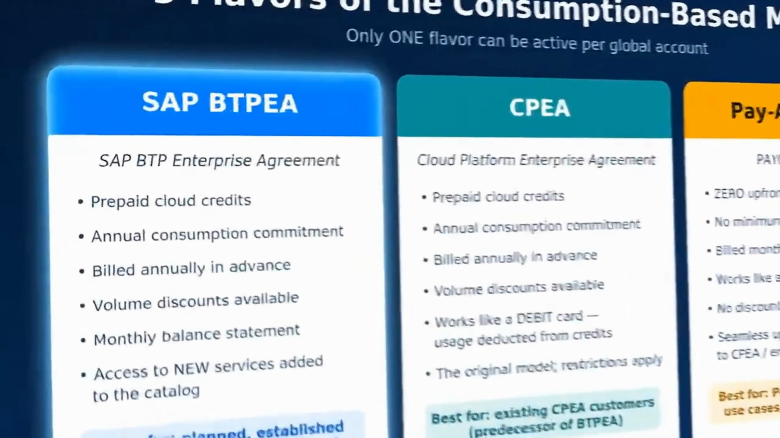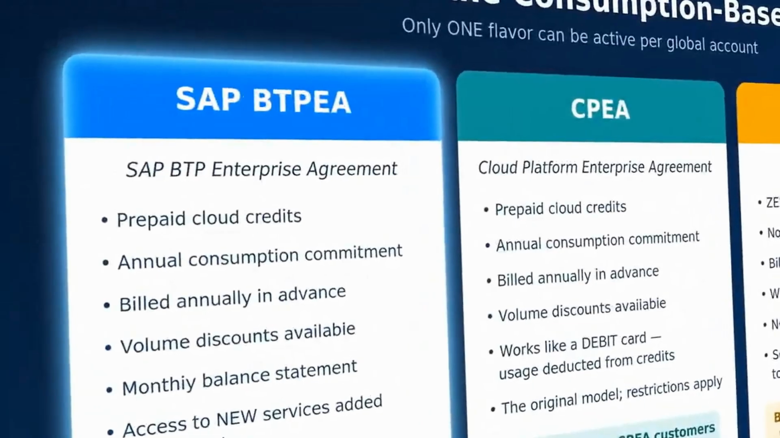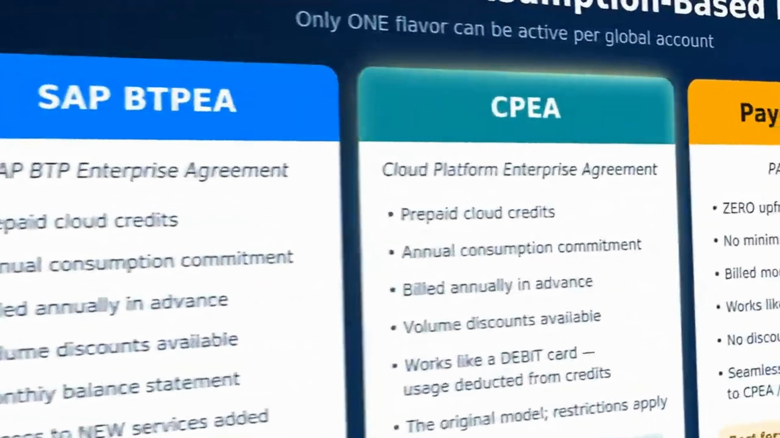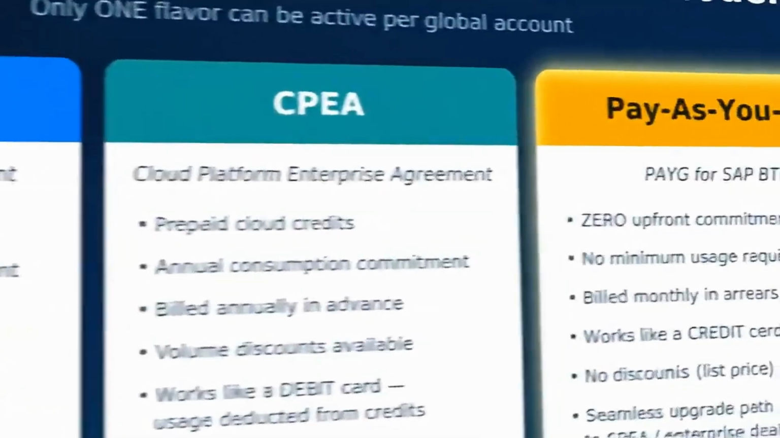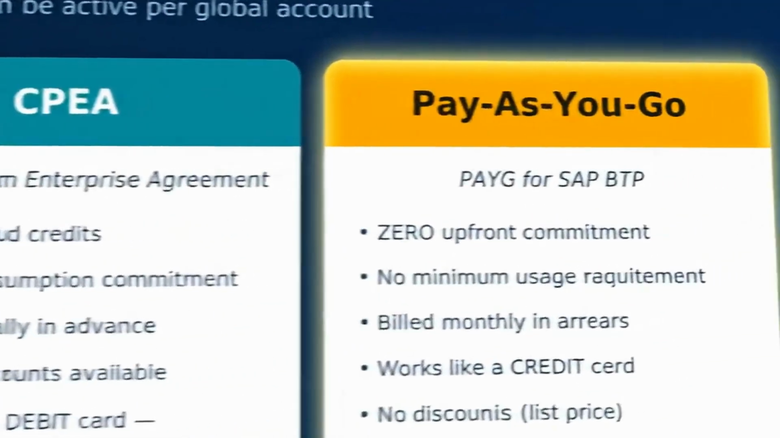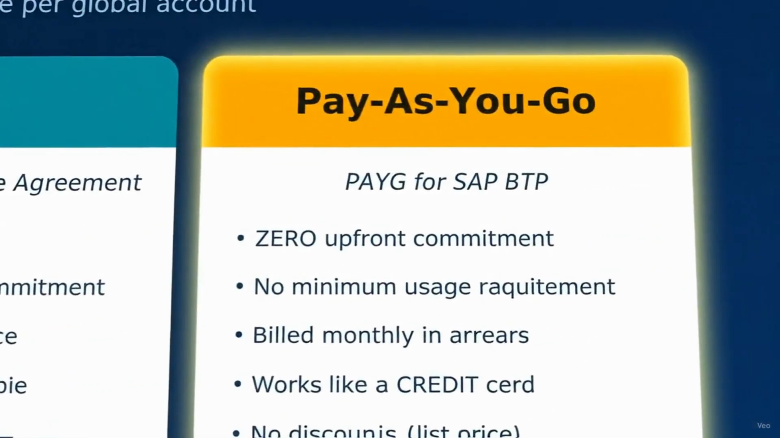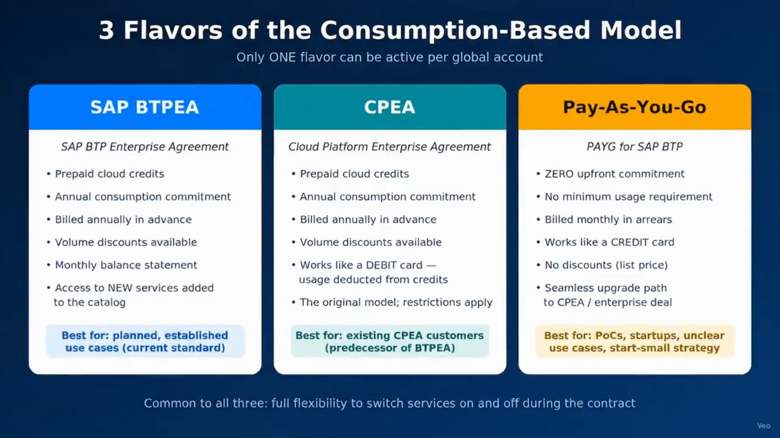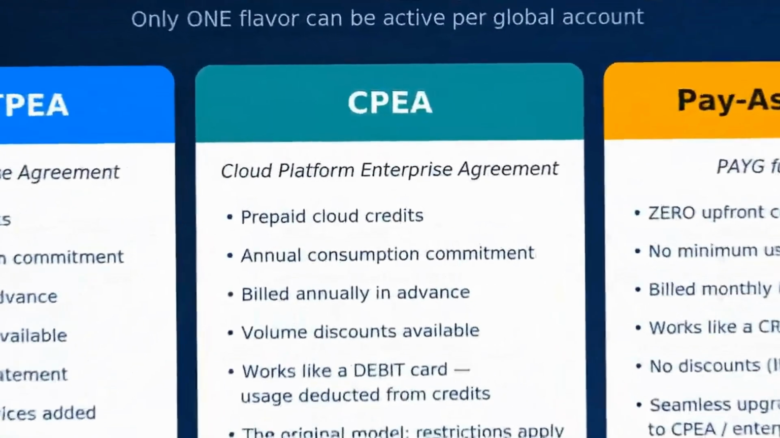Flavor 1, SAP BTPEA, the SAP BTP Enterprise Agreement. You make a prepaid investment in cloud credits with an annual commitment. Every month, SAP sends you a balance statement, and your actual usage is deducted from your credit balance, just like a debit card. There's a minimum investment entry, but you get volume-based discounts, you're billed annually in advance, and, very importantly, you get access to new services as SAP adds them to the catalog. If credits run low, you can top up any time. Otherwise, overages are billed in arrears at list price.